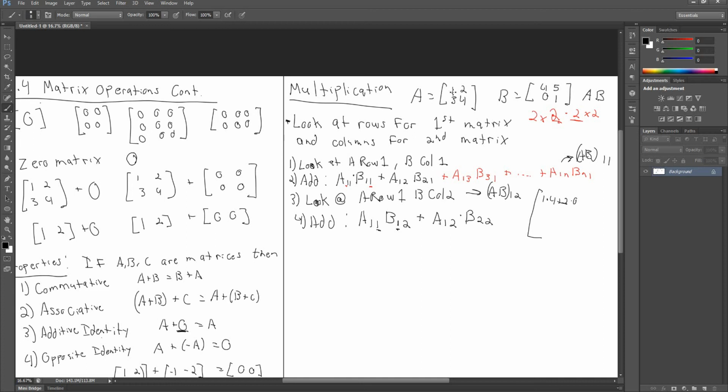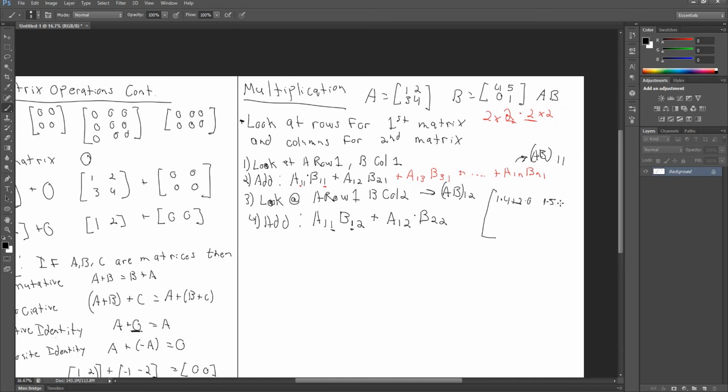Now we have 1 times 5, I'm going to scroll over a little bit, plus 2 times 1. So I've now finished row 1 of A. You're always doing the row first. So you do every column in B for row 1. Then you finish row 1 and you go to row 2.